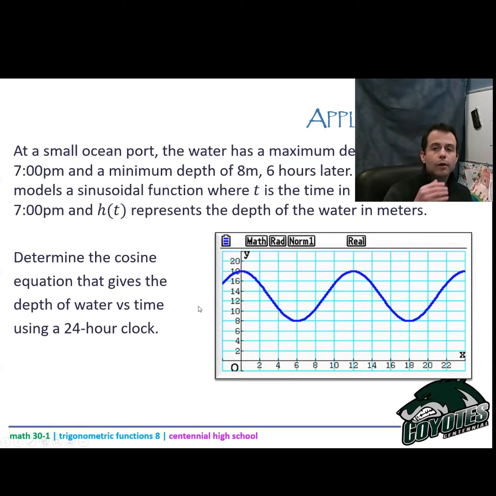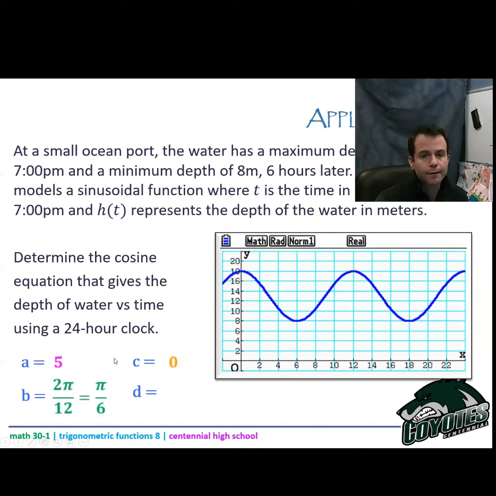Now, we are asked to draw a cosine graph. And cosine graphs start on the maximum, and this one does start on the maximum on the y-axis as well. So that means there's no phase shift, so C is 0. So I've got all that, and then my equation becomes h of t equals 5 cos of pi over 6 times t plus 13.